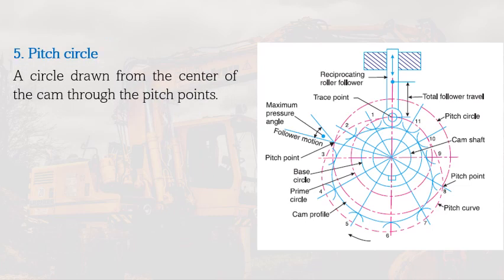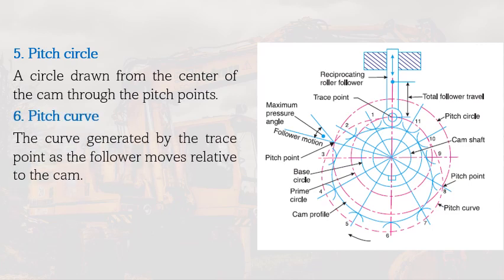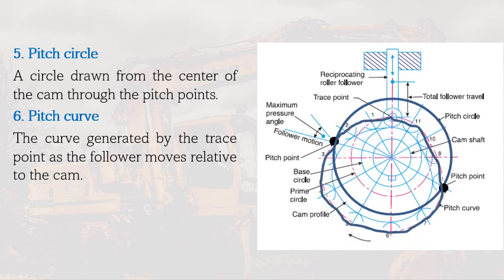Next, we have the pitch circle. The pitch circle is a circle drawn from the center of the cam through the pitch points. The pitch curve, on the other hand, is the curve generated by the trace point as the follower moves relative to the cam. So the pitch circles are shown here. The circle that can be drawn from the center of the cam through the pitch point is what we call the pitch circle. The pitch curve is the curve that can be generated if you trace the trace points as the follower moves around the cam.